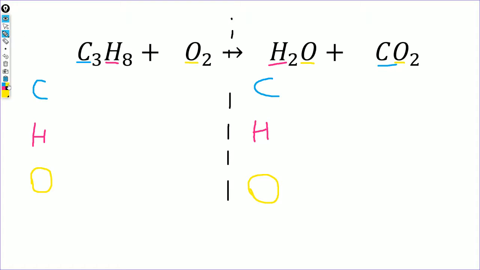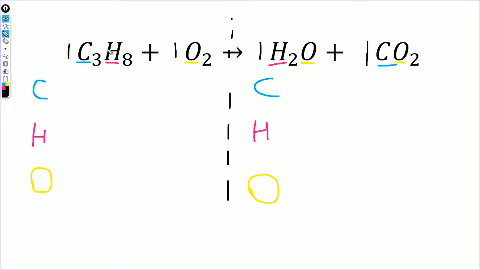Okay, so carbon. Let's count how many carbons we have. Remember, if there's ever something not written, the coefficient is 1, right? The coefficient here is 1. The coefficient here is 1. The coefficient here is 1. When we're balancing equations, typically you're just going to start with 1 of everything and see if it's already balanced.